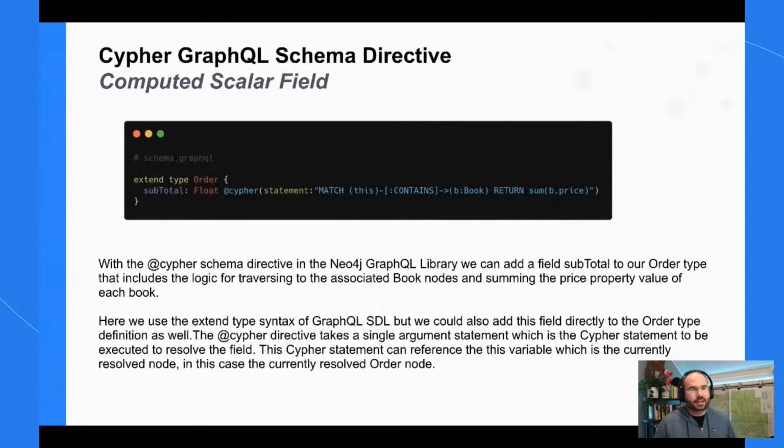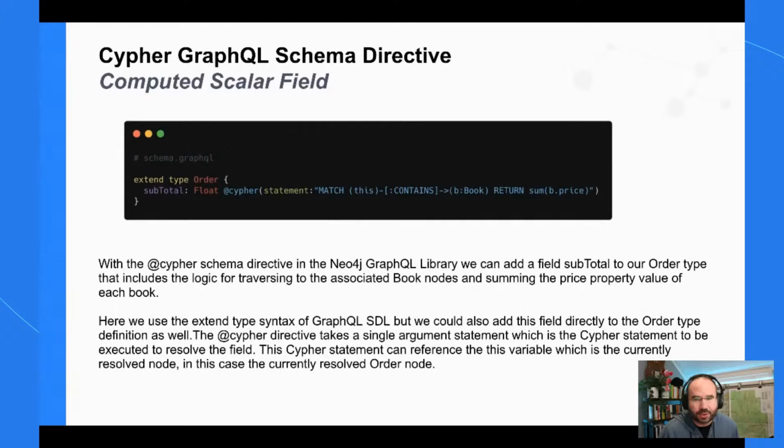But let's talk about the Cipher schema directive. We can use these to compute computed scalar fields. So here on the order, we may want to calculate the subtotal. And here we're just looking at the sum of the price of all the books in an order. But this may be more complex. We may have discounts specific to the user. We may have other various prices for the book. Maybe if you buy 10, you get a discount or something like that.